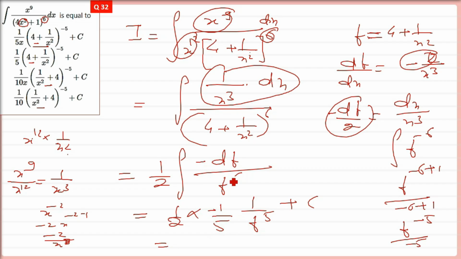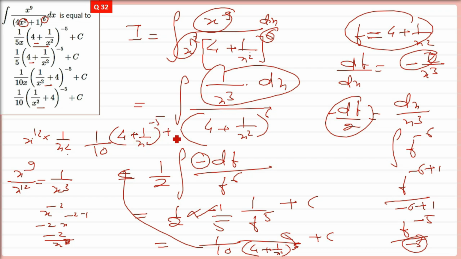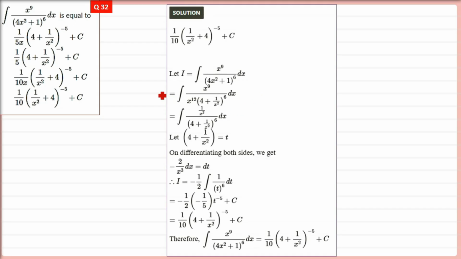So what do you get? Negative 1 by 10, and this t raised minus 5, t was simply 4 plus 1 by x square. So we got the answer. I'm just writing it. Negative 1 by 10, t is 4 plus 1 by x square. I'm writing it in the denominator just now. And you have to bring it upstairs because the 4 answers are matching like that. So 1 by 10, this goes up. 4 plus 1 by x square raised to the power negative 5 plus a constant of integration. Now match it. This is your correct result. So it was a good question. Alright, it wanted some effort.